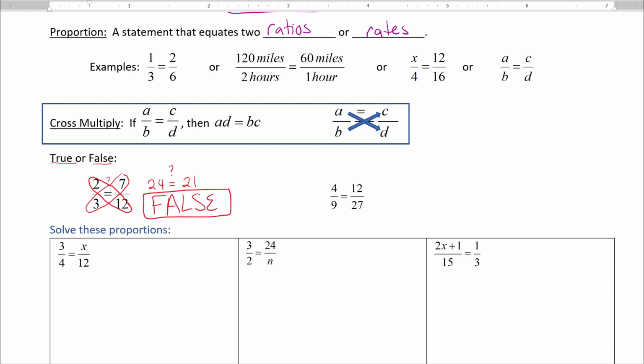Let's try it again. We have 4/9 equals 12/27. I'm going to multiply across, or cross multiply. 9 times 12, that's going to get me 108. Set that equal to, again, I'm not sure if this is true or not, 4 times 27, which is also 108. So this does check. So is this true or false? This is a true statement because 108 does equal 108. So therefore, 4/9 does equal 12/27.